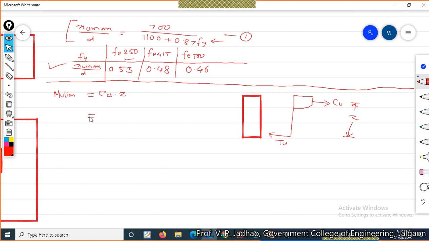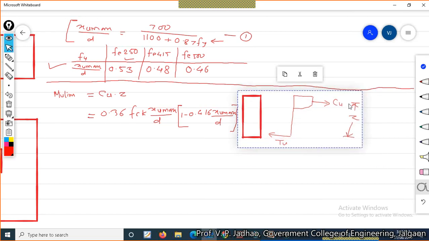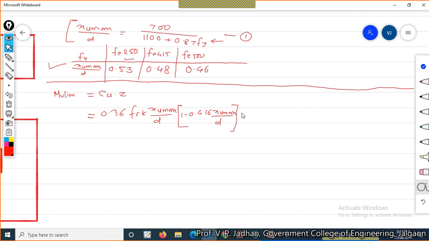Again, now we have this Cu value as 0.36 fck into Xu max upon d, multiplied by 1 minus 0.416 into Xu max upon d, multiplied by bd square.